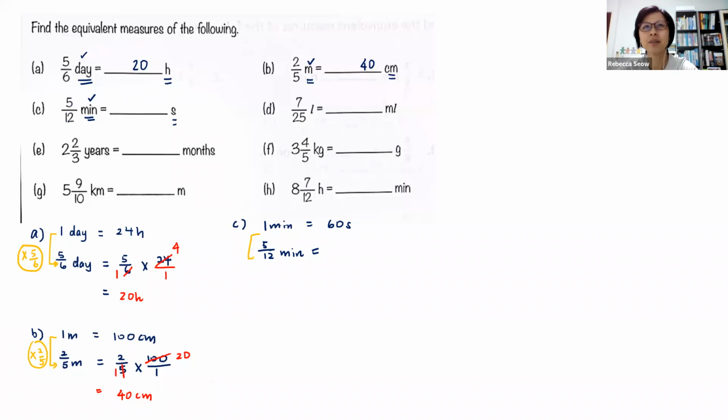So let me write it one more time. I times by 5 out of 12. And I do the same for the right hand side. Instead of just 60, I take 5 out of 12 times 60. And from here, I'm able to work out my answer.